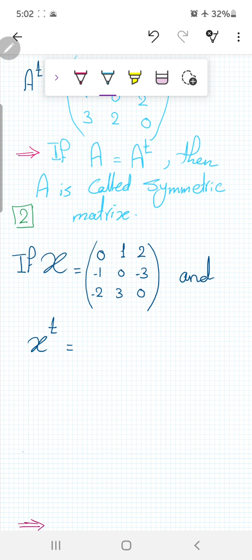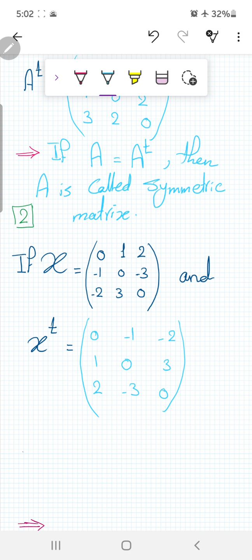If X equals 0, 1, 2, -1, 0, -3, -2, 3, 0. We want to get X transpose. As we said, the first row will be the first column. So here we have 0, 1, 2, then -1, 0, -3, then -2, 3, 0. Okay.